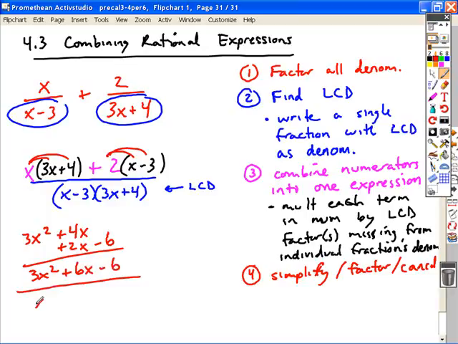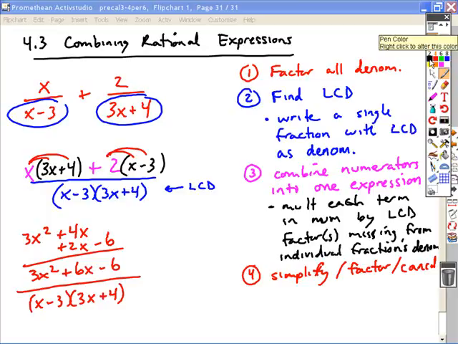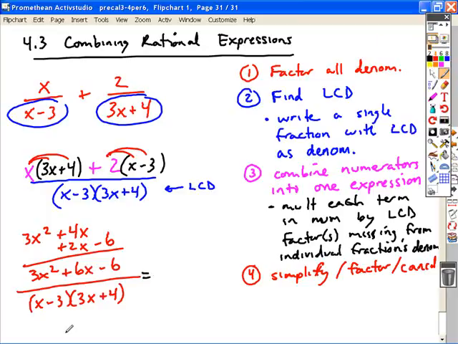And then I'm going to write this over my denominator, which is just the LCD factors. Okay, so my final step is to simplify, which I just did. Factor. Is there anything that you can factor out of this numerator? Take out a 3. When you take out a 3, you're left with x squared plus 2x minus 2. And then the denominator, again, is just going to stay as it is.